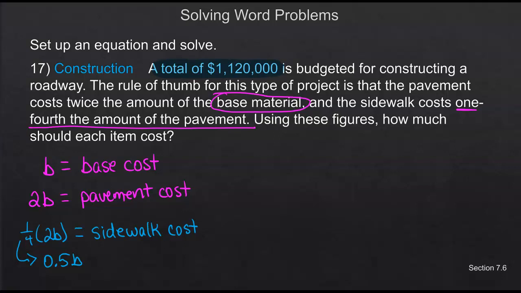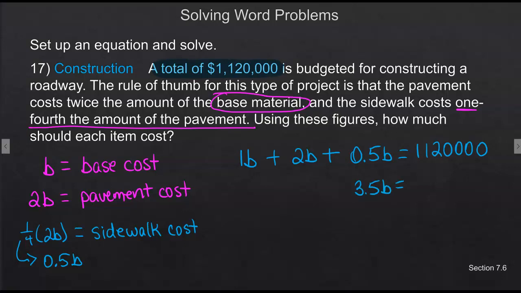Now it told us that the total is $1,120,000. I have that highlighted up there, so that we're going to add all these together. The base plus the pavement, which is 2 times the base, plus the sidewalk, which is half of the base, equals $1,120,000. And that's our equation. So we add these together. That's a 1 plus 2, 3 plus 0.5, so it's 3.5B equals 1,120,000.